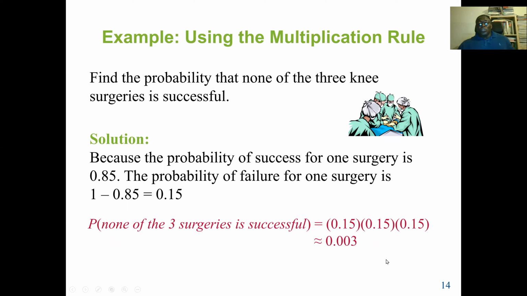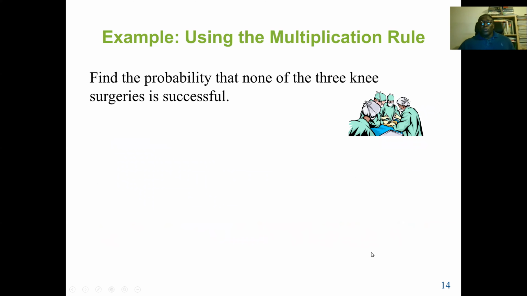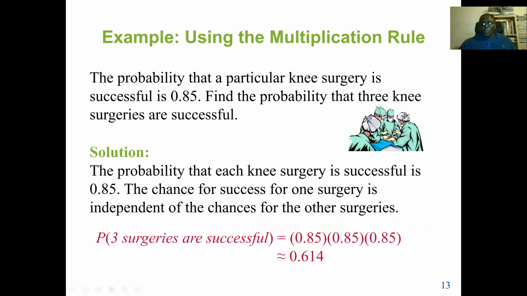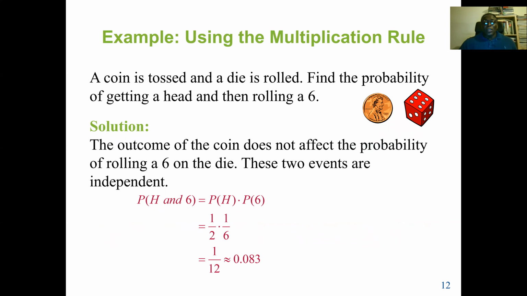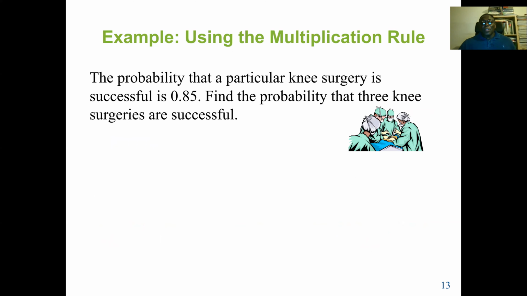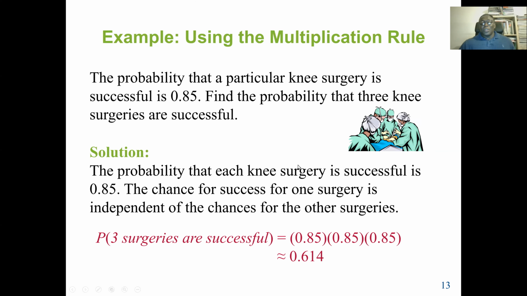So the question again said we should find the probability that none of the 3 knee surgeries is successful. Let's go back. Yeah, this is the question. The probability that a particular knee surgery is successful is 0.85. So find the probability that the 3 knee surgeries are successful. Probability of success is 0.85, and we have 3 of them. So we get 0.85 times 0.85 times 0.85, which will give us 0.615.